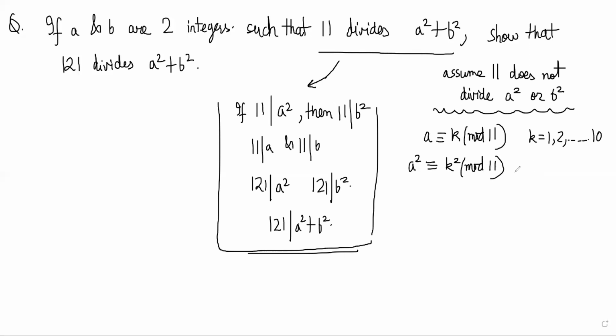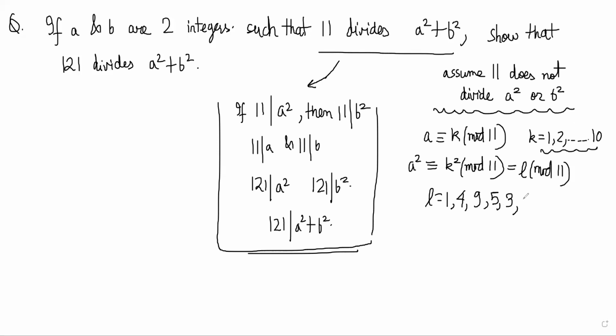And this K square can be called L mod 11, and L can be what? Let's square these and see what the possibilities are. So 1 square is 1, L can be 1, it can be 4, it can be 9, and when you do 4 square, 16, it becomes 5. Then 5 square is 25, so 3. 6 square is 36, which is also 3.